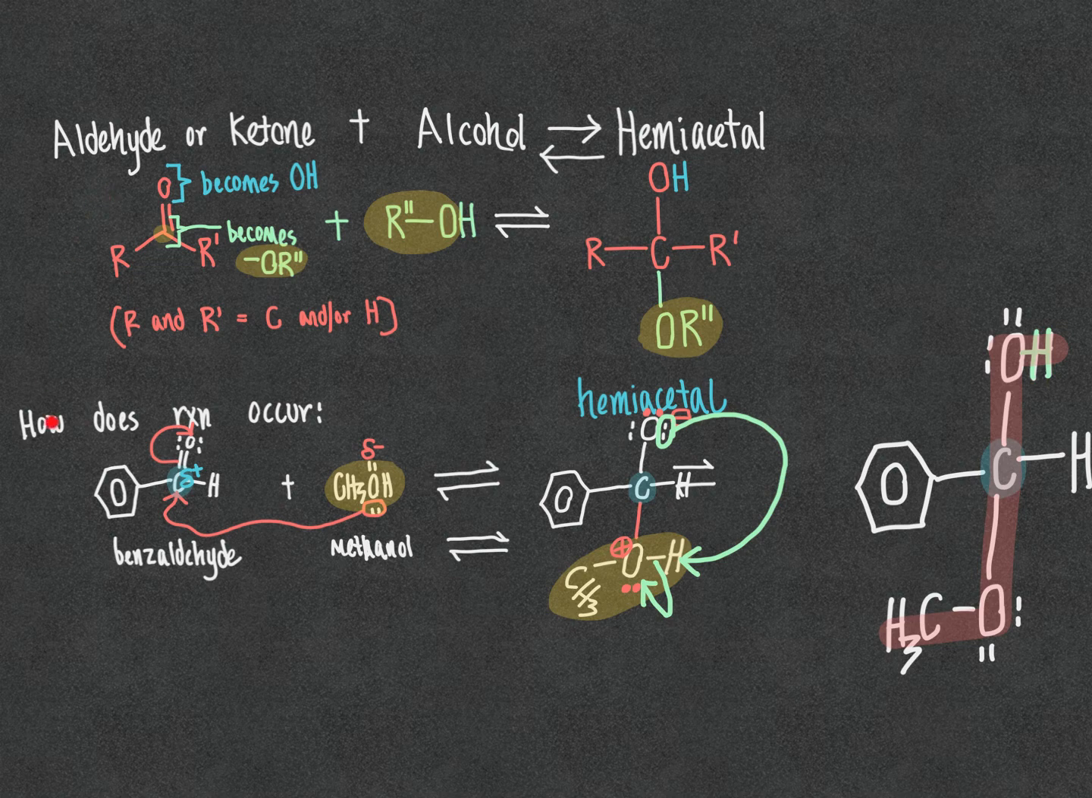So generally, one of these 2 strategies will make the most sense to you in predicting the product of the reaction. And I don't care which of these 2 approaches you take. The main thing is that at the end of the day, you are able to predict what product would result from the reaction of an aldehyde or ketone with an alcohol and draw out the hemiacetal reaction product.